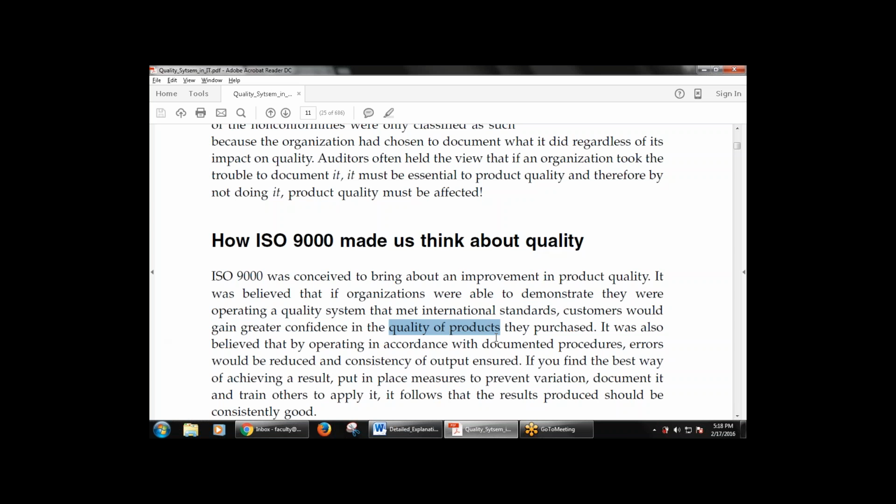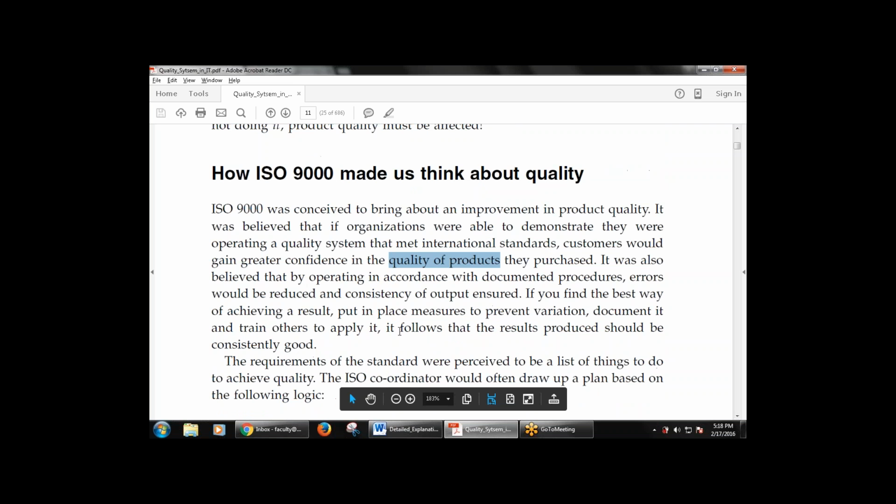And if you find the best way of achieving a result, put in place measures to prevent variation, document it, and train others to apply it. That means train others so that the ISO standard will work, and they know the procedures carried out for the ISO standards. It follows that the result produced should be consistently good. So whatever the product or goods, the result will be produced with consistently good requirements.